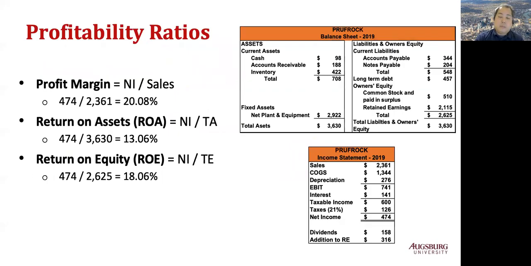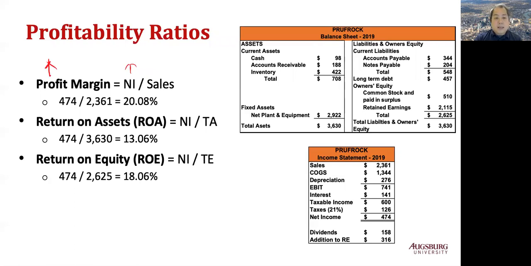Profitability ratio. Profitability ratio measures the profitability of the firm, how profitable the firm is. First one is profit margin, net income divided by sales. It's about the cost control. How efficiently does the company control the cost? So if the company controls the cost effectively, then net income will be higher relative to the sales. Profit margin increases.